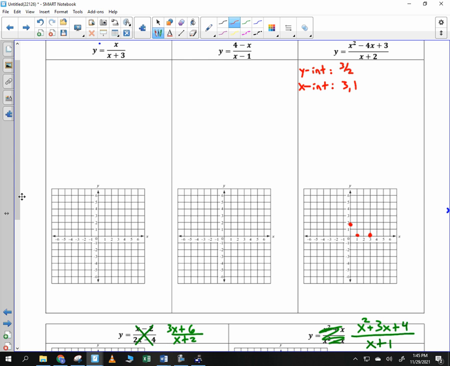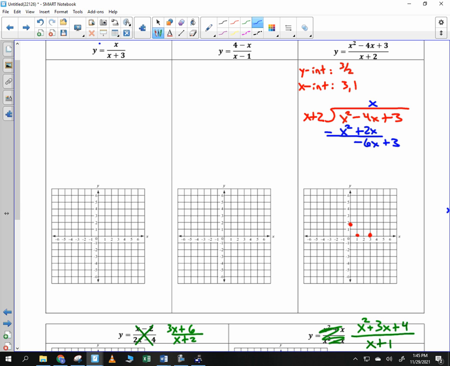Okay. Now, before I go to the horizontal and vertical asymptotes, I'd like to just see what happens when I divide this. So I'm going to divide x plus 2 into x squared minus 4x plus 3. So what do you multiply x by to get x squared? X. Multiply that back through, we get x squared plus 2x. We subtract, we get negative 6x plus 3.